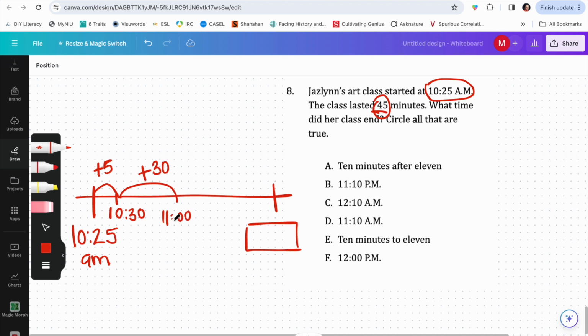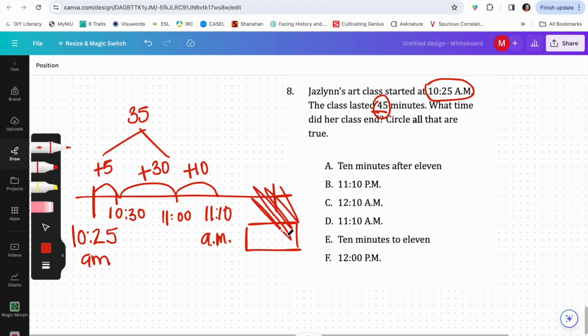So far, I'm at 11 o'clock. I've traveled 30 plus 5 minutes. I need to travel 45 minutes. So I've traveled 35 minutes, and I need to travel for 45 minutes. I know that I only need to travel one more hop of 10 minutes, which will get me 10 plus 35, which will get me that 45 minutes. But what we need to figure out is, if I'm at 11 o'clock and I hop forward 10 minutes, what time will it be? Well, the time will be 11:10, and that will still be a.m.